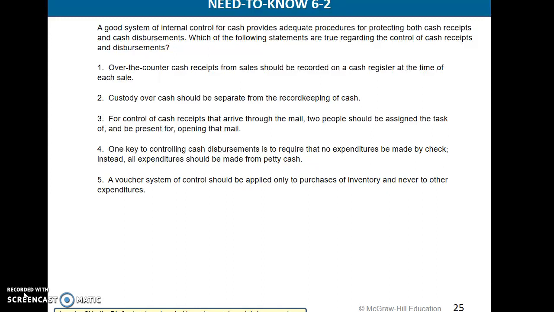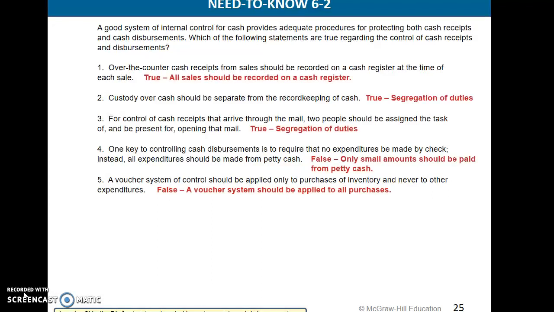Let's talk about the first one. Over-the-counter cash receipts from sale should be recorded on a cash register at the time of sale. Yep, I'm going to say true with that. Custody of cash should be separate from record keeping. Of course, that's true because we want segregation. We don't want the same person saying, okay, we've got $50 in cash, and then that person has the $50.